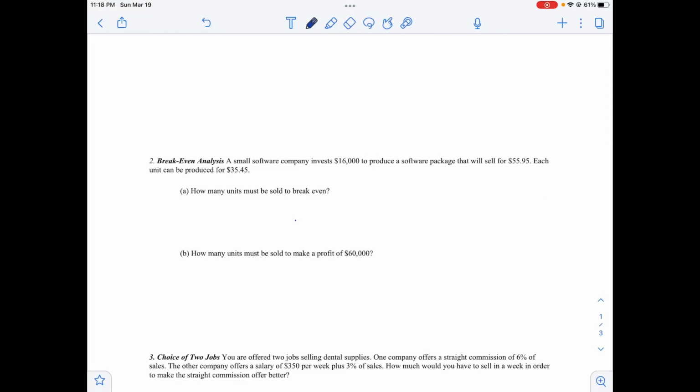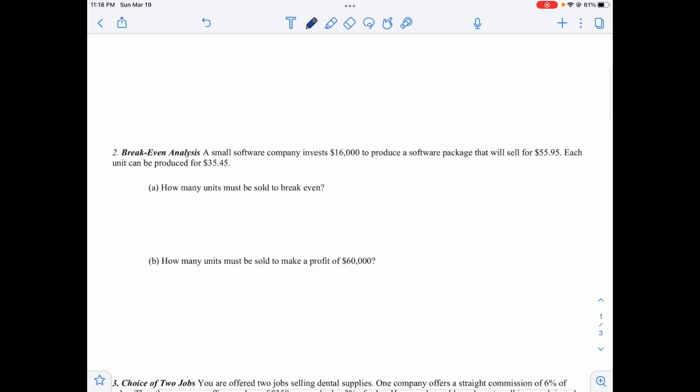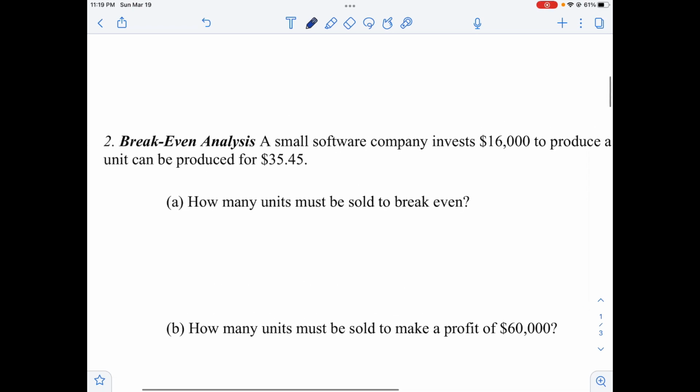Okay, so I'm going to be explaining application problem number 2. A small software company invests $16,000 to produce a software package that will sell for $55.95. Each unit can be produced for $35.45. So for part A, how many must be sold to break even?